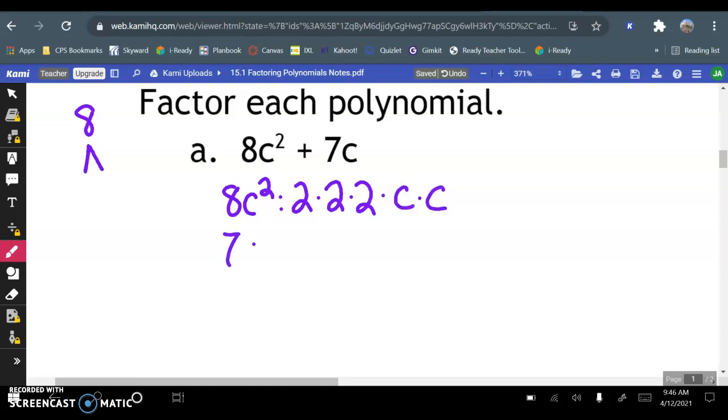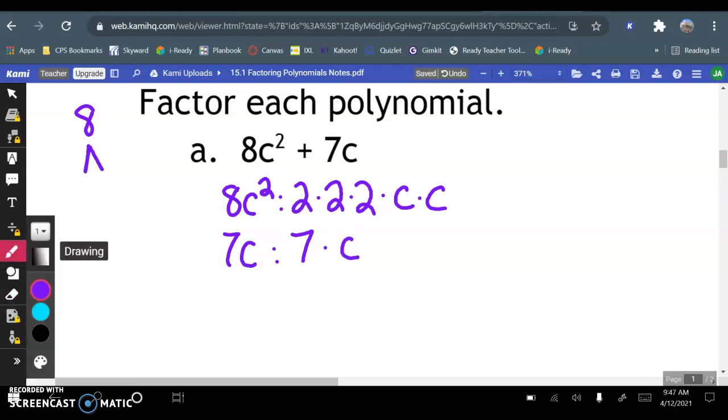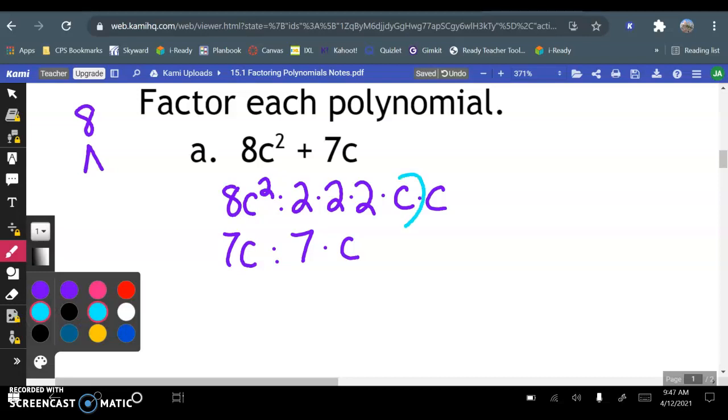Then we have to do the same thing with 7c. 7 is prime, so it's just 7. And then there's just the 1c. And then what do they have in common? They just have that 1c in common. So that gets written out front. And then you write in parentheses what is left over.